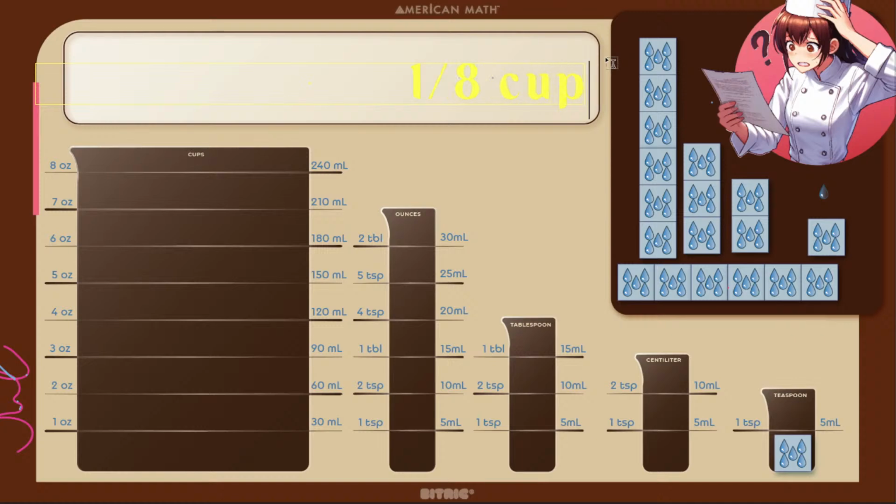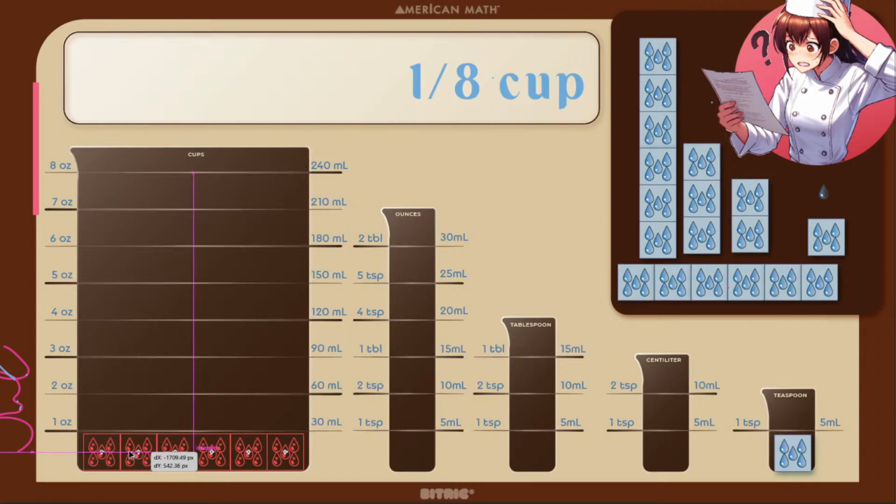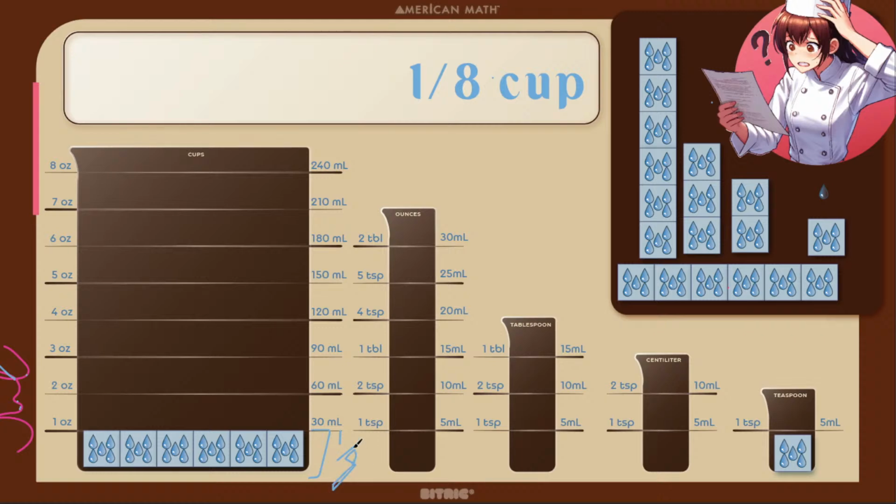Now, what would be 1/8 of a cup? All right. So we know a cup has 8 ounces. So first, 1/8 of a cup would be 1 ounce because that's 1 ounce out of the 8 ounces that can fill the cup, making it 1/8 because the cup has 8 available spaces. So this would be 1 out of 8, 8 being the denominator because again, we have 8 ounces. So this would be 1/8. Perfect. That's 1/8 of a cup.